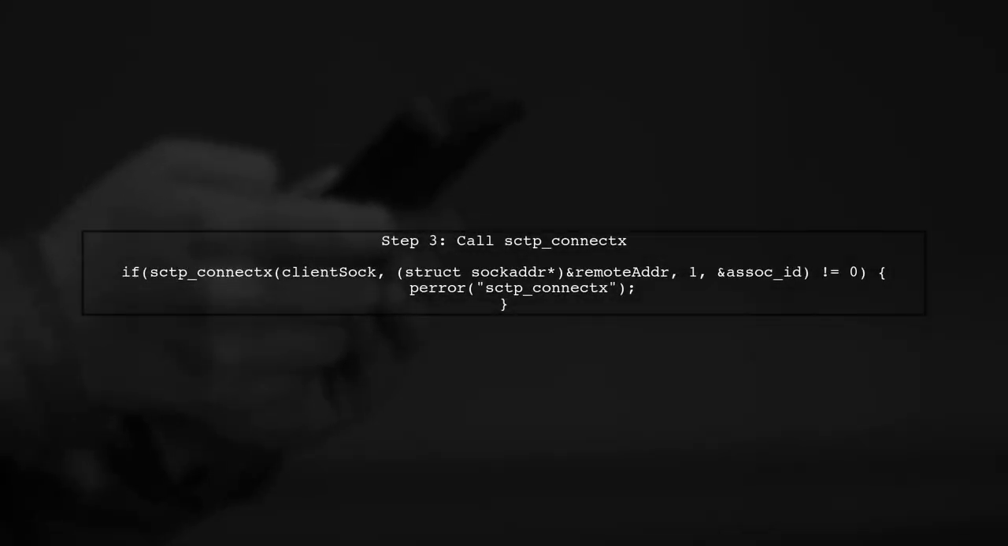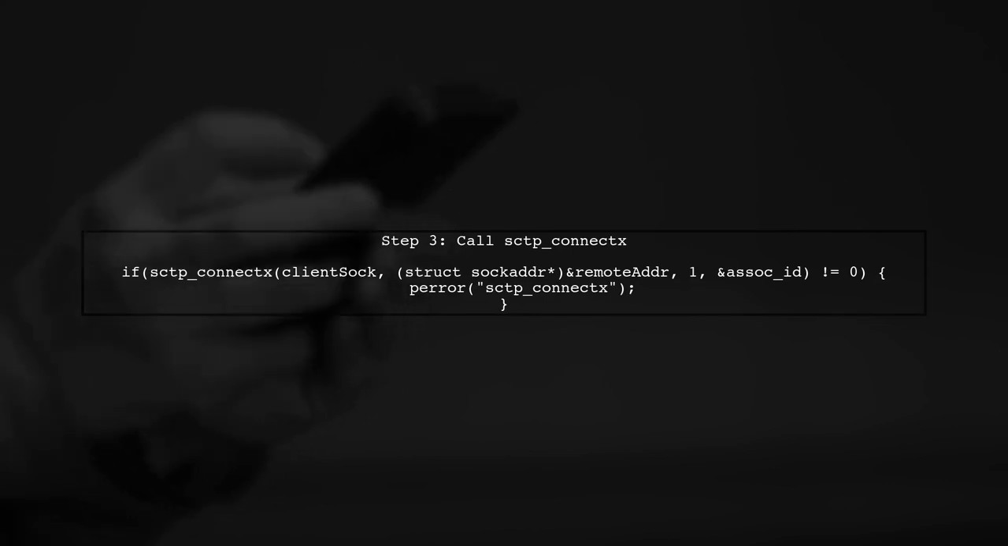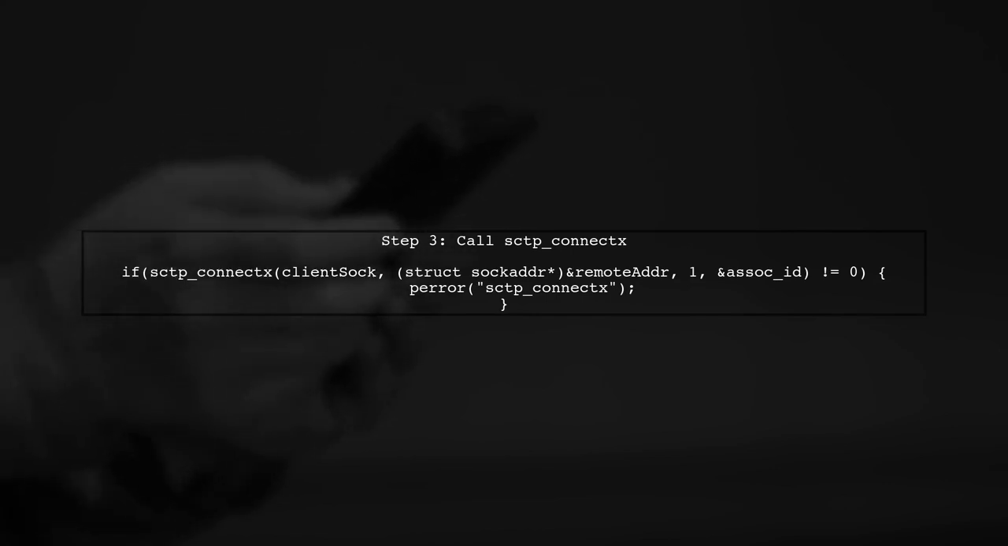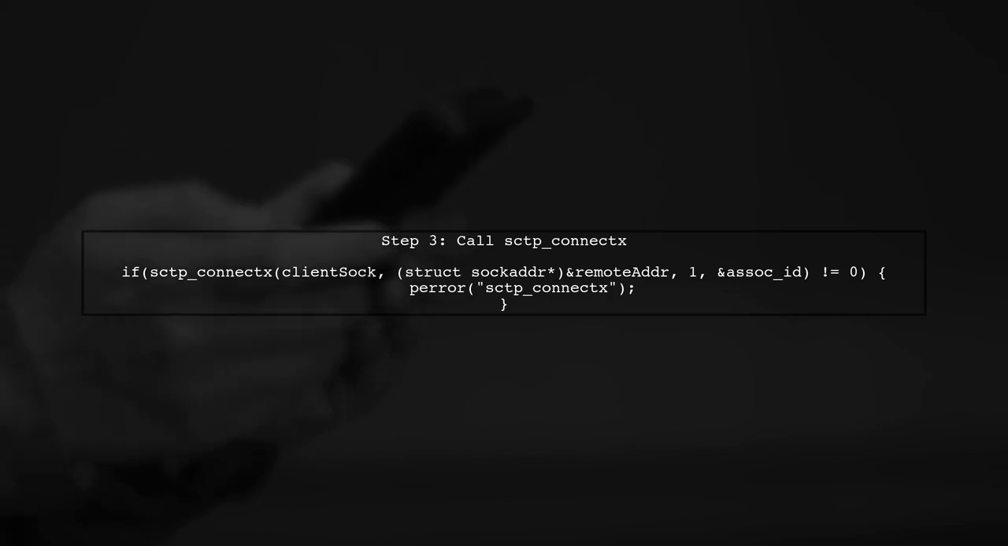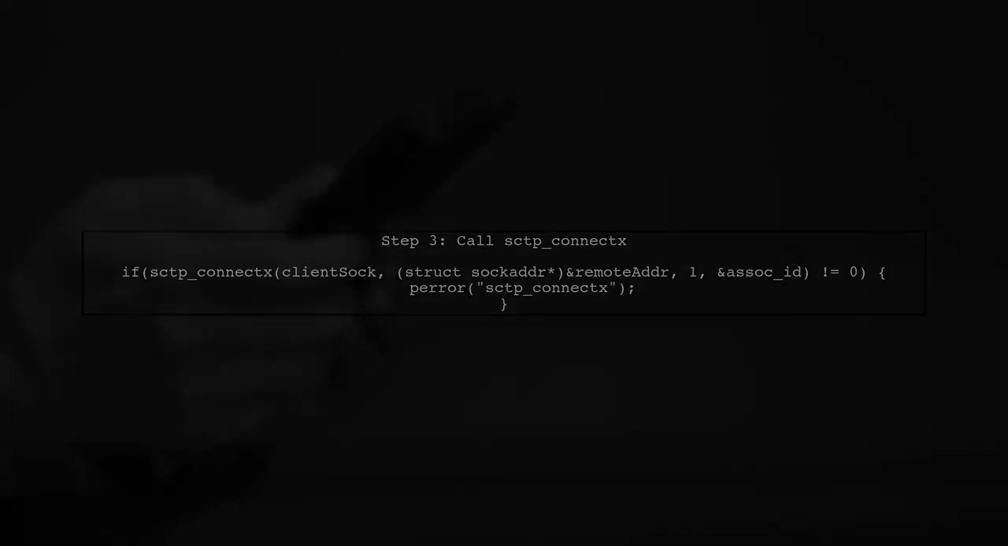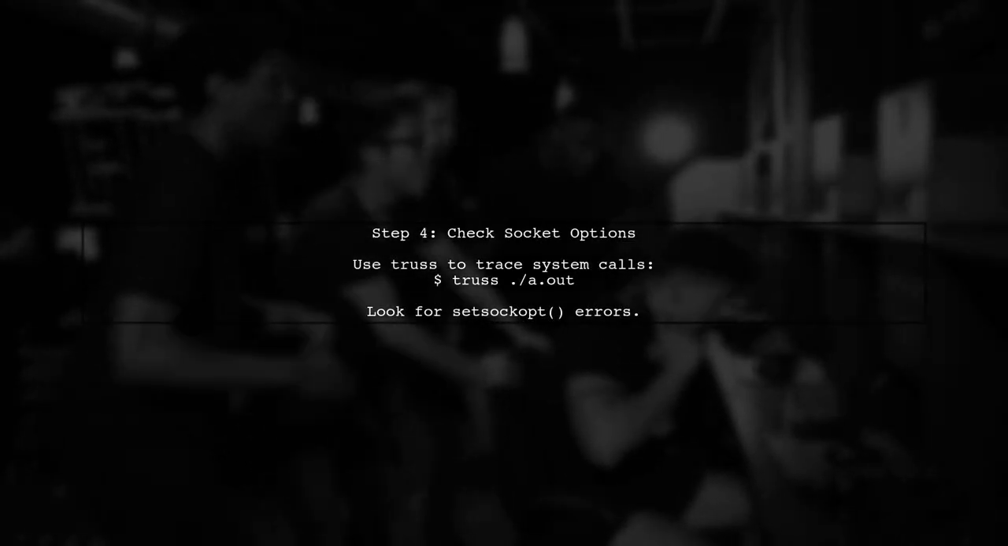Now we call SCTP ConnectX. This function attempts to connect to the specified address. If it fails, we need to check the parameters we passed. The EINVAL error indicates an invalid argument. One common issue is that the socket options may not be set correctly. Let's check the socket options.